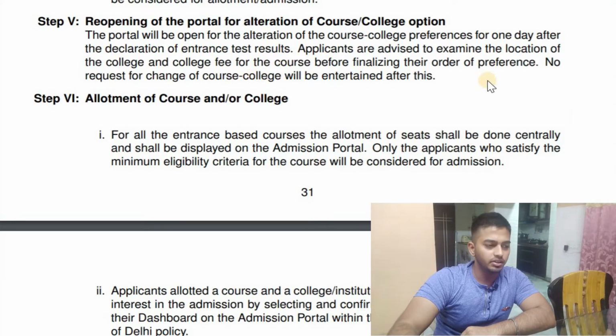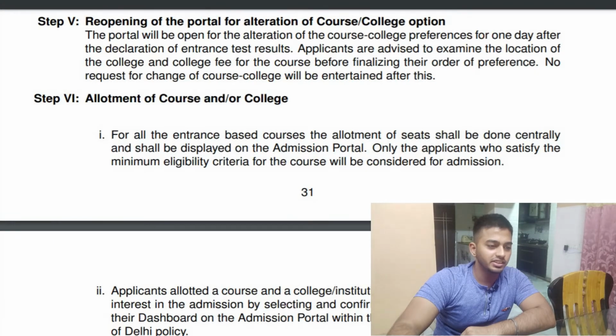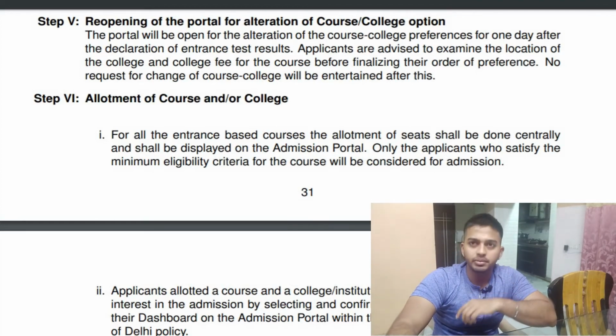The portal will be open for alteration of course and college preferences for 1 day after the declaration of the entrance test result. Applicants are advised to examine the location of the college and the college fee for the courses before finalizing their order of preference. No request for change of college or course will be entertained after this.